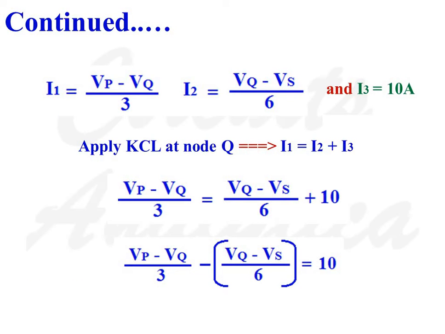Apply KCL at node Q. I1 is equal to I2 plus I3. That means Vp minus Vq the whole divided by 3 is equal to Vq minus Vs the whole divided by 6 plus 10. So Vp minus Vq the whole divided by 3 minus inside bracket Vq minus Vs the whole divided by 6 is equal to 10.